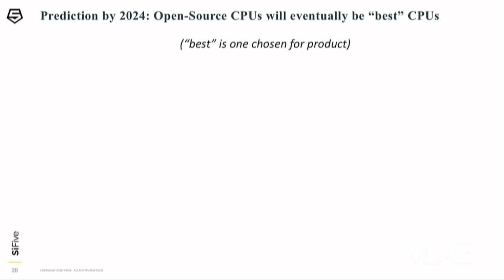So, a little prediction. I did this at Linley's conference a couple years ago. I'll repeat the prediction. Eventually, open source CPUs will be the best CPUs. What do I mean by best? They'll be the ones that people choose to put into production, right? It's not going to happen right away. It'll take a little bit of time.